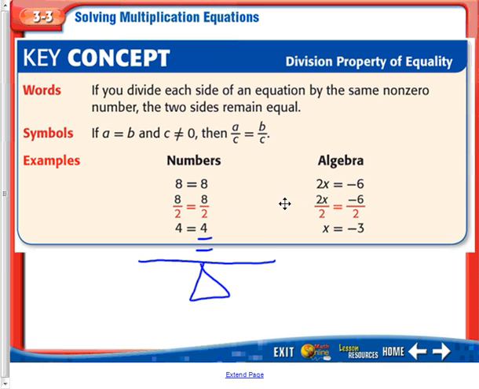Another vocabulary word that we want to refer to is a coefficient. In this problem, 2 is the coefficient of x, and coefficient means the number that's being multiplied to the variable. And you're always going to divide by the coefficient.